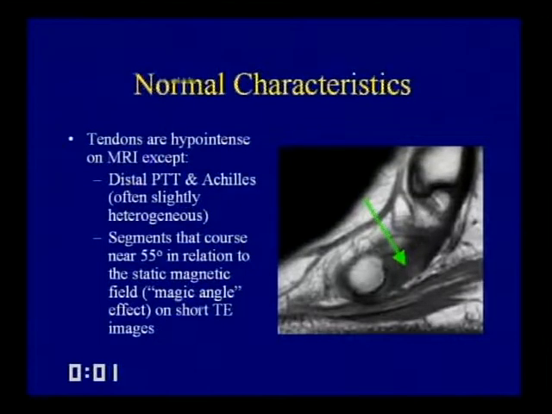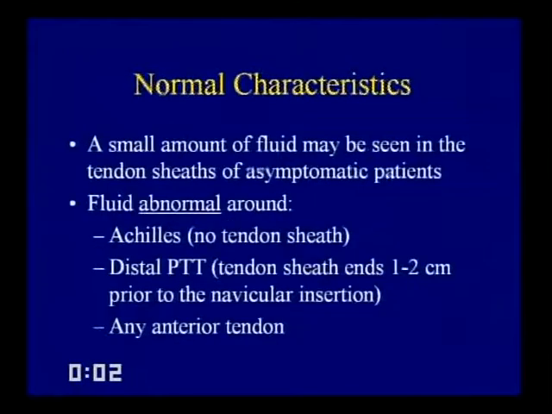Now, tendons should be hypointense on all MRI sequences, with the exception of the distal posterior tibialis tendon and the Achilles, which often appear slightly heterogeneous near their respective insertions. Also, segments that course at or near 55 degrees in relation to the static magnetic field will often undergo the so-called magic angle effect and will have a little bit of spurious increased signal on short TE images such as T1 and proton density.